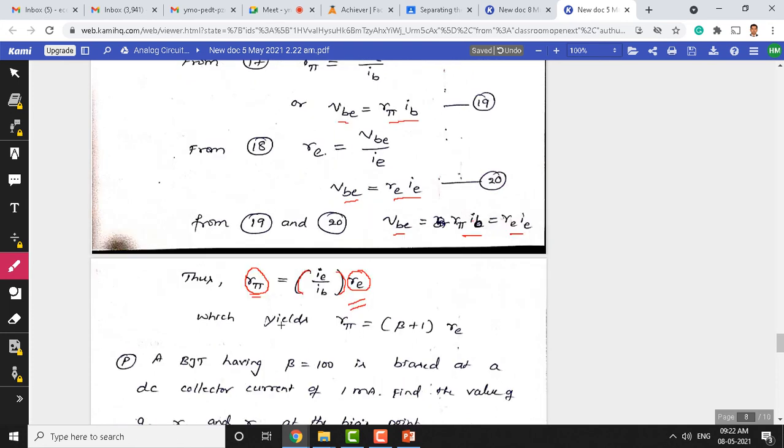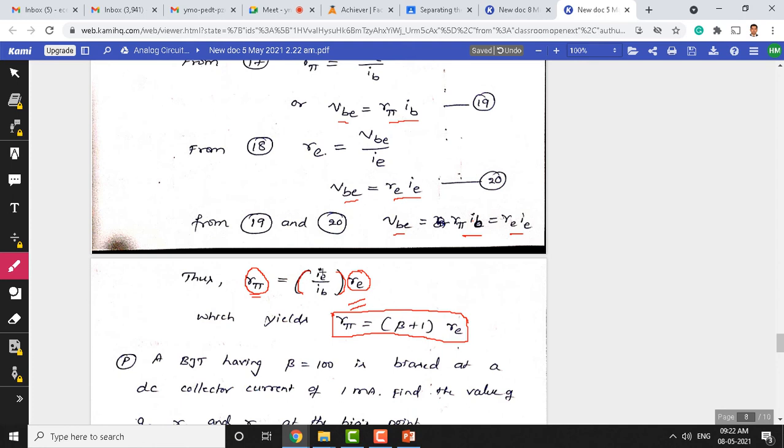Okay. This Rπ also can be written as 1 plus beta times Re. Okay, 1 plus beta times Re here. So just multiply with this, and you will get this expression. At a later stage you can derive this, but here we are shortly denoting this. Rπ is also equivalent to 1 plus beta times Re, or simply we can write this as beta times Re. Okay, adding 1 doesn't make any big difference here.